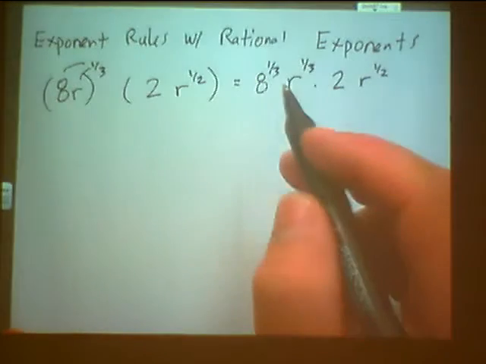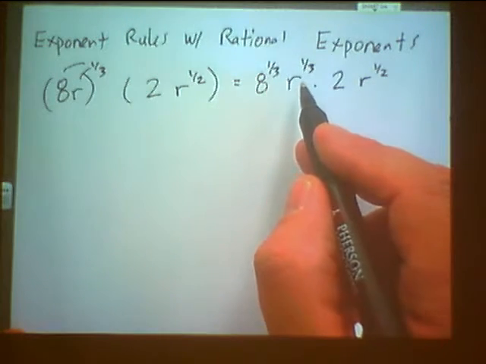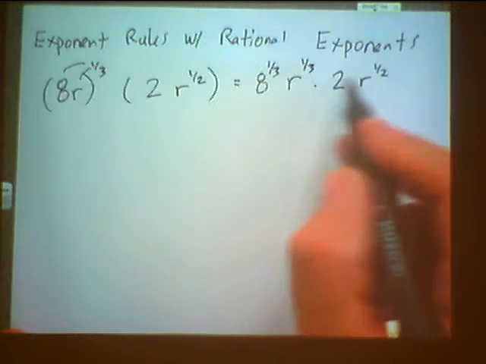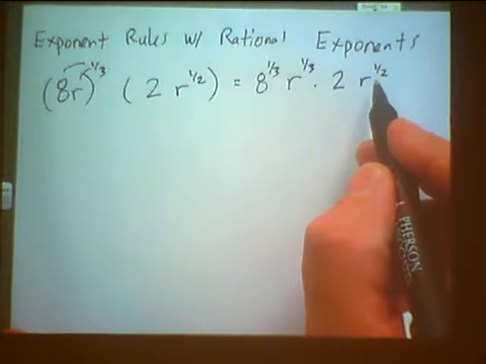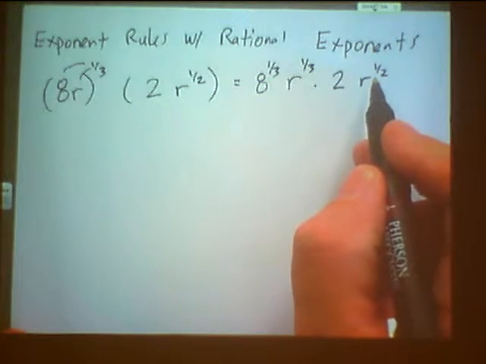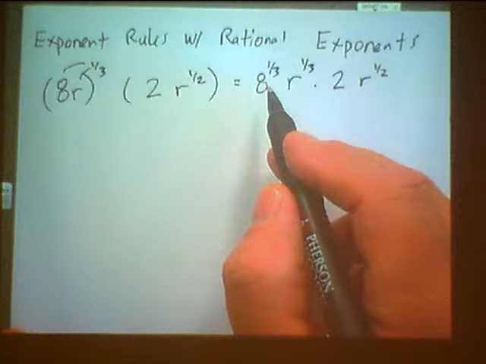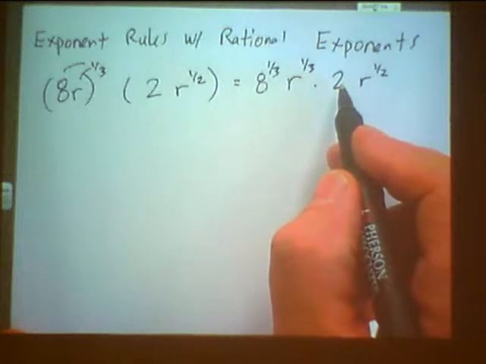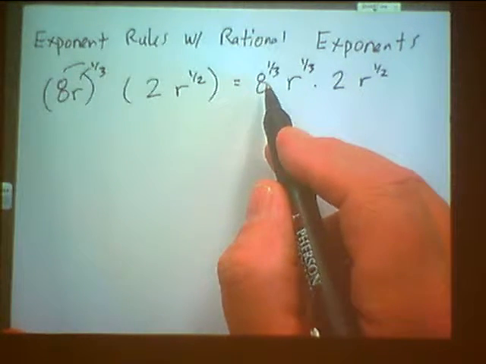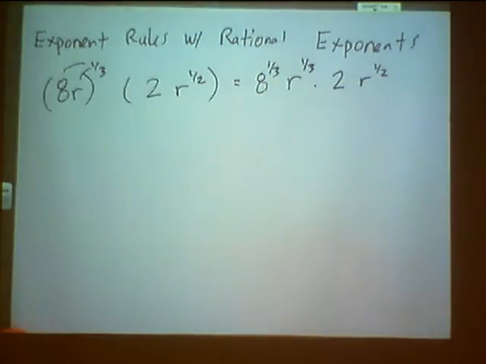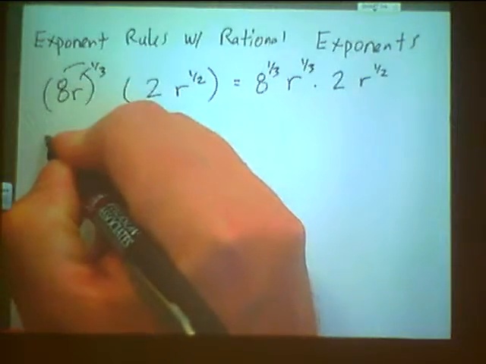So now I notice I have two factors of r here, r to the 1/3 times r to the 1/2. In a minute, we're going to apply the product rule to these two to combine these. But then I also have two numbers, the 2 for sure, and then this 8 to the 1/3 power. I also want to combine those, but before I can do that, I need to figure out what 8 to the 1/3 is. So let's just go down here and think about that for a minute.